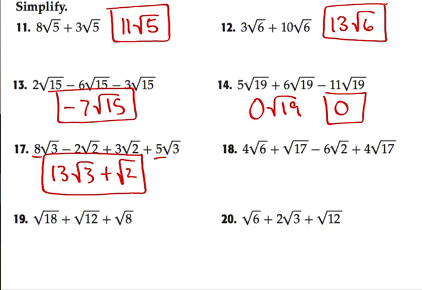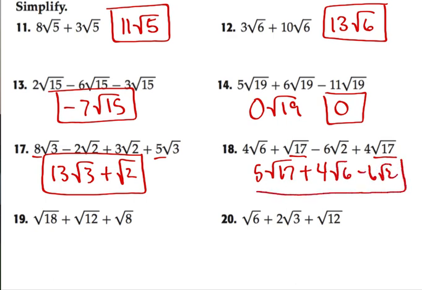Next example. Square root of 6, square root of 2, and square root of 17. Well, 6 doesn't reduce, and 2 doesn't, and neither does 17. But the two 17s can go together. 1 plus 4 is 5. 5 square roots of 17, plus the things that couldn't reduce: 4 square roots of 6, and negative 6 square roots of 2. And that is simplified all the way down.